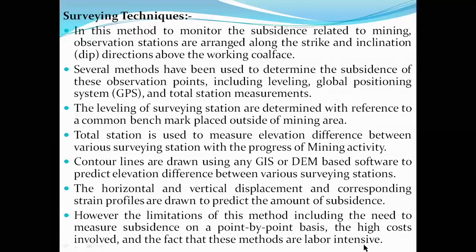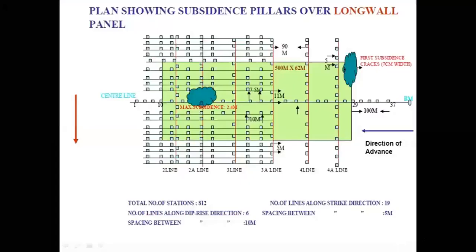Even though this is one of the most frequently used methods in the field, it is still labor intensive. Look at this diagram, as I said. This diagram shows that over a longwall panel there are so many surveying stations established to calculate the level difference while carrying out the mining activity. So by determining the level difference of various surveying stations, we can determine the deformation, or the change in the profile of the surface due to the mining activity, or we can also determine the subsidence profile of the ground.